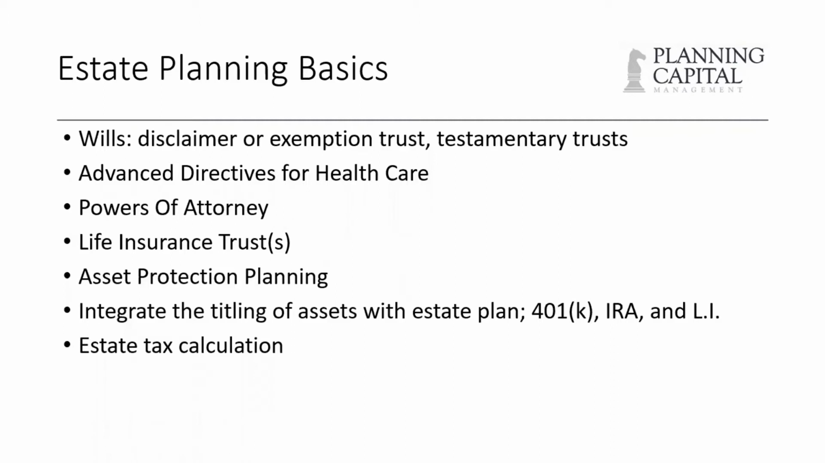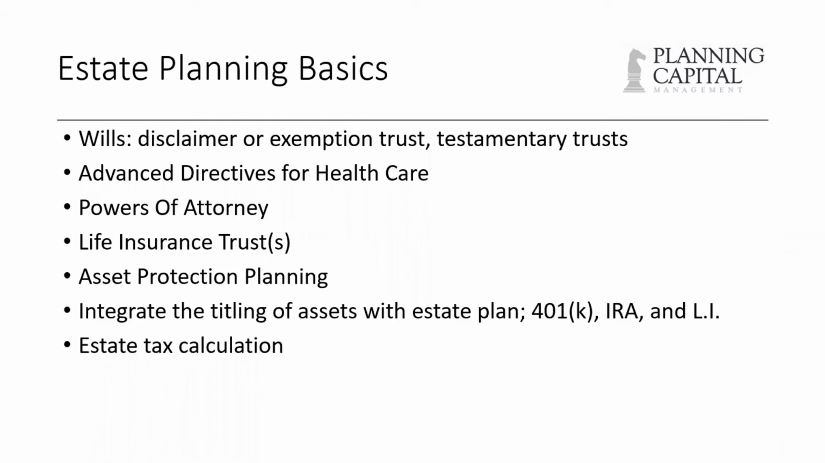So starting off with the basics, I just want to make sure that everybody listening has wills with either disclaimer provisions or mandatory exemption provisions. That is, to take advantage of the current exemption amount of $11.7 million. That is the amount of money that you can pass free of federal estate tax.